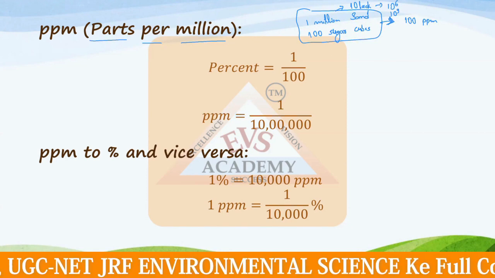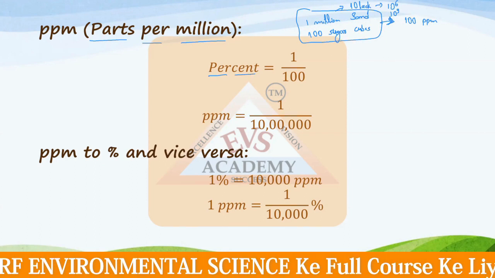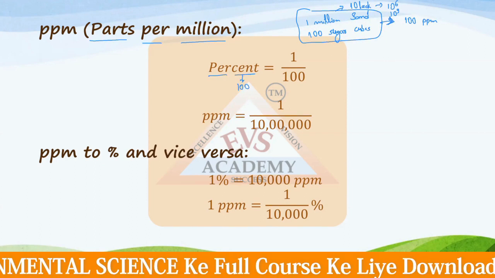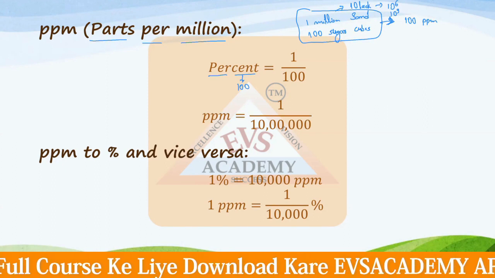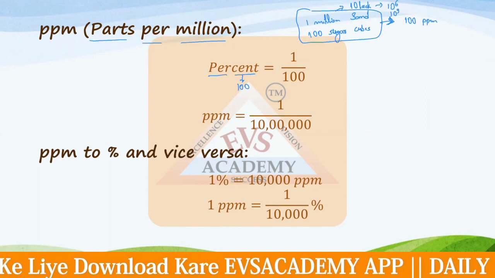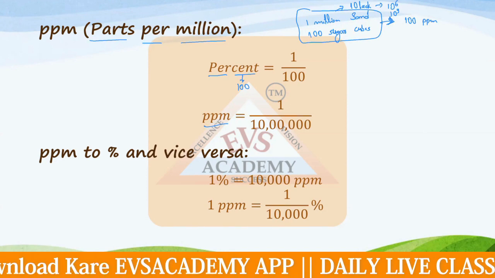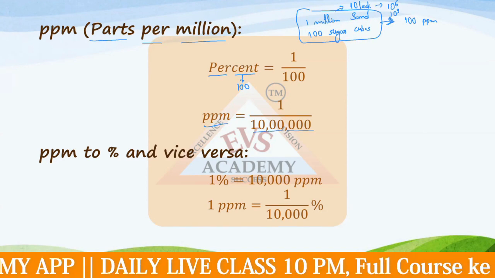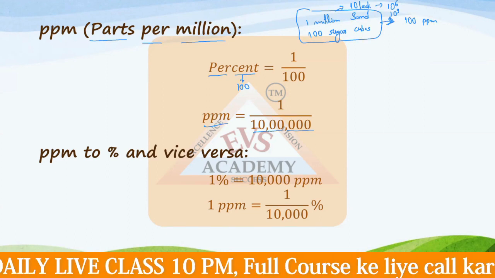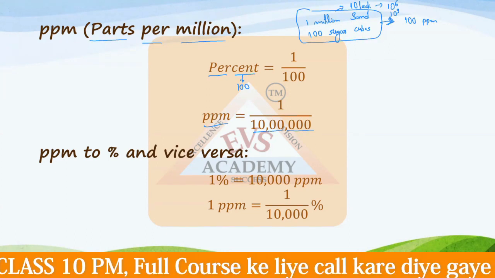Similarly, what is percent? Cent means 100. So how many parts you have in 100 or in cent? That is 1 divided by 100, that is percent. In ppm, how many parts you have per million? That is 1 divided by 10 lakhs. How to convert these into each other? ppm to percentage, percentage to ppm.